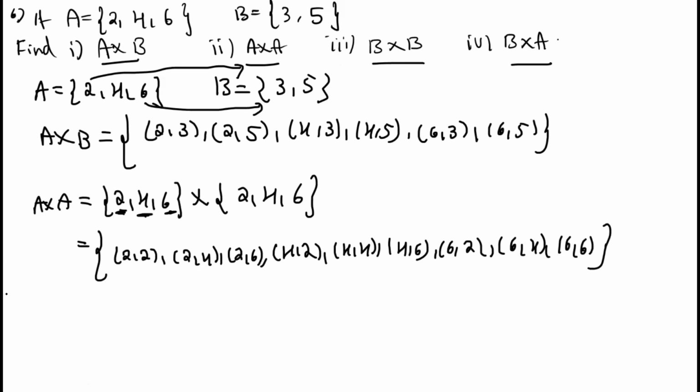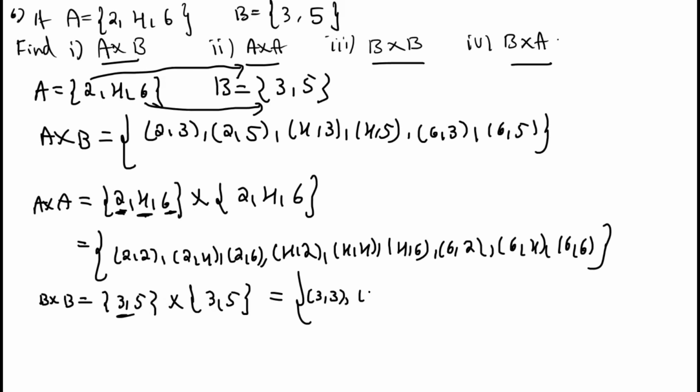Next, B cross B is asked. B cross B is equal to, what is set B? {3, 5} cross the set {3, 5}. Okay, write the possible ordered pairs. Starting with 3, you will get (3, 3) and (3, 5). Then starting with 5, combine with the second set, you will get (5, 3) and (5, 5). These are the possible ordered pairs.